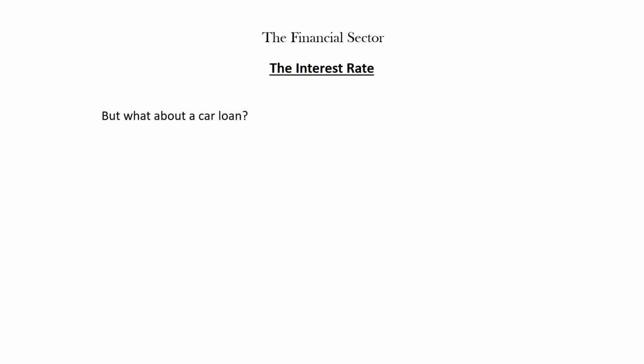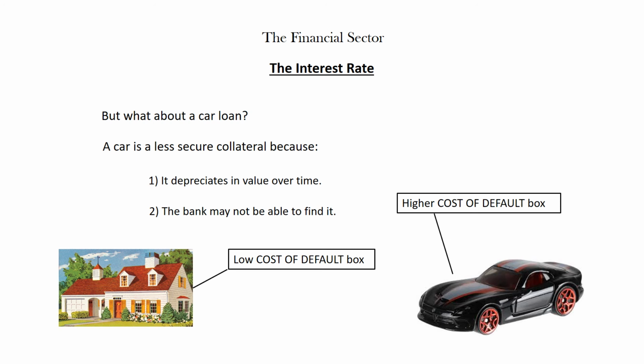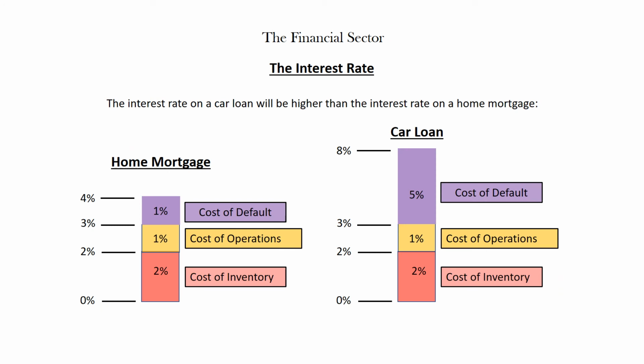But what about a car loan? A car is less secure as collateral because, unlike a house, which tends to increase in value over time, a car will depreciate in value over time. And secondly, if the bank attempts to repossess a car that's used for collateral, it may not be able to find it. For that reason, a home mortgage will have a relatively low cost of default box, and a car loan will have a higher cost of default box. And therefore, the interest rate on a home mortgage will be lower than that of a car loan.